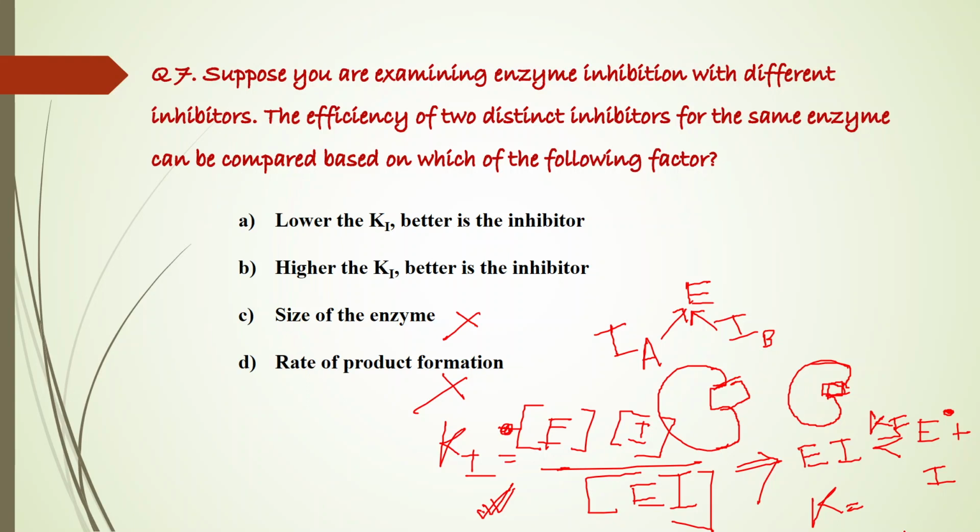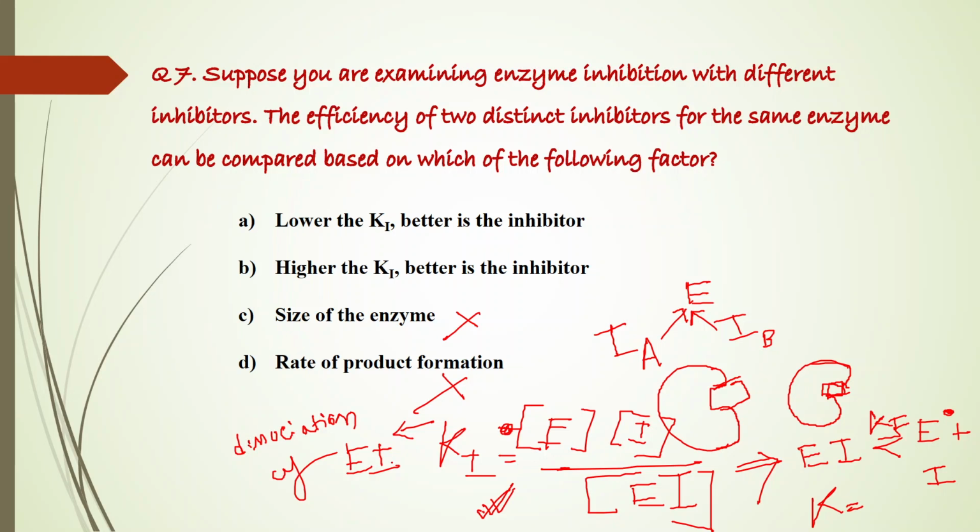So what does the Ki value deal with? It basically deals with the dissociation of EI. If the EI complex dissociates very easily, that means the enzyme is free again. If the dissociation is very easy, then the enzyme will be easily removed from the inhibitor, and if the enzyme is free, then obviously it will go for the substrate and give us the product. That means our inhibition will not be very effective, obviously.